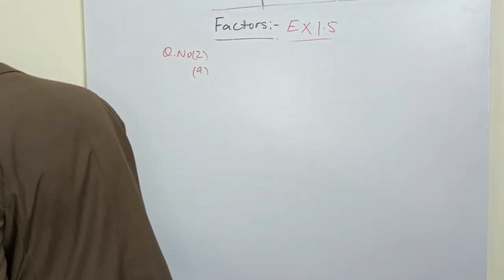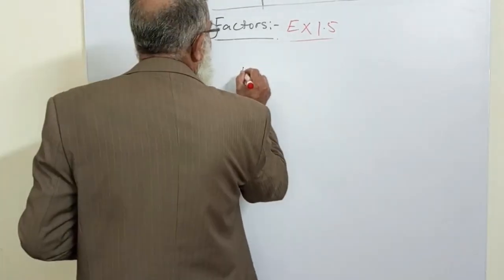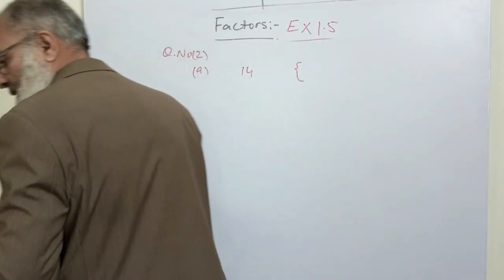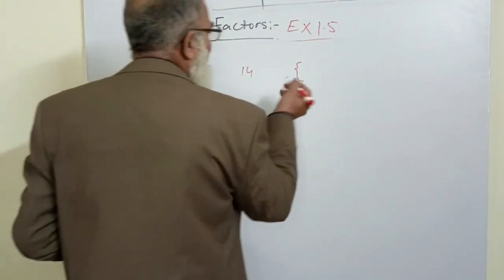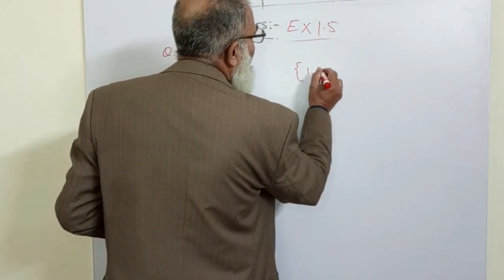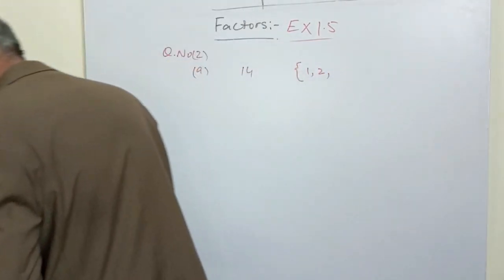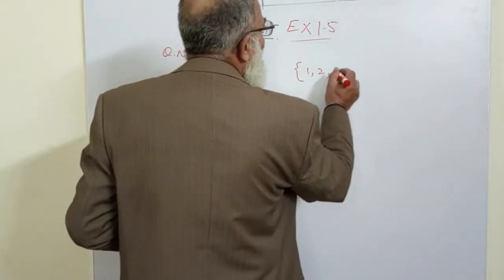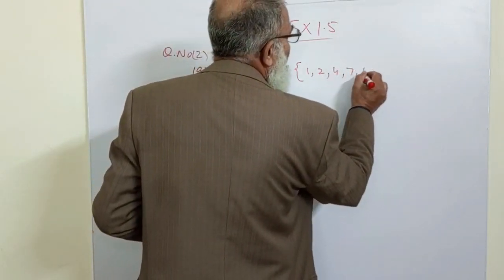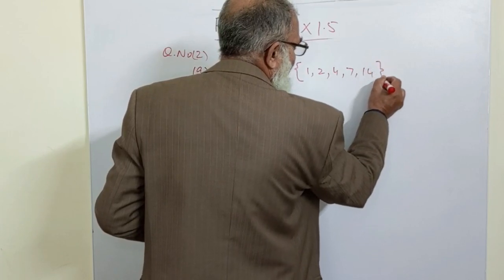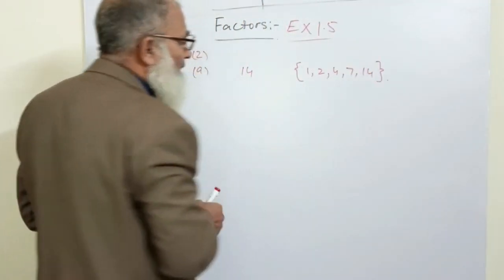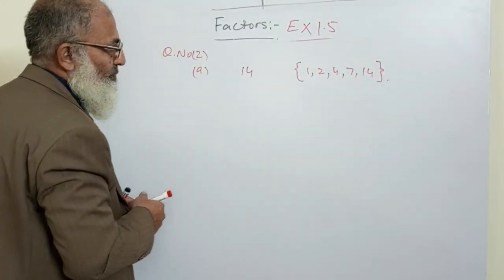That 14 is written and log bracket. I say it bracket 1, 2, 4, 7, and 14. These are flower brackets, but in short, I say these are brackets.